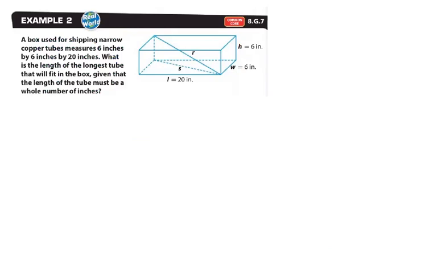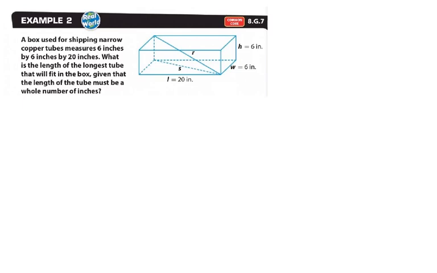And now let's actually look at some examples and see something very similar to that and walk through it with numbers. So in this example, a box used for shipping narrow copper tubes measures 6 inches by 6 inches by 20 inches. What is the length of the longest tube that will fit in the box, given that the length of the tube must be a whole number of inches? Okay, so that last part means we're going to have to do some rounding here.